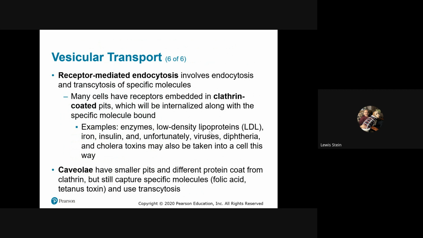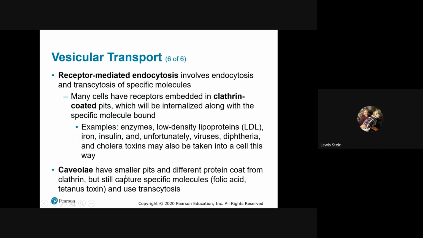Okay. So it's one of those things that, and I'll talk about some of the strategies in a bit. So iron, which is something we obviously have to have. Insulin, which is such an extraordinarily important compound that, if we can't regulate that, you're looking at diabetes, and then bad guys: viruses, diphtheria, and cholera toxins. So there's good and bad, and so these are interesting mechanisms.